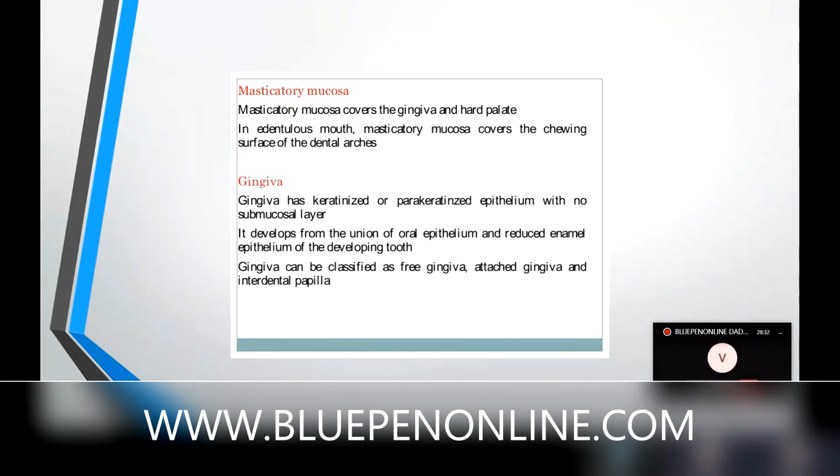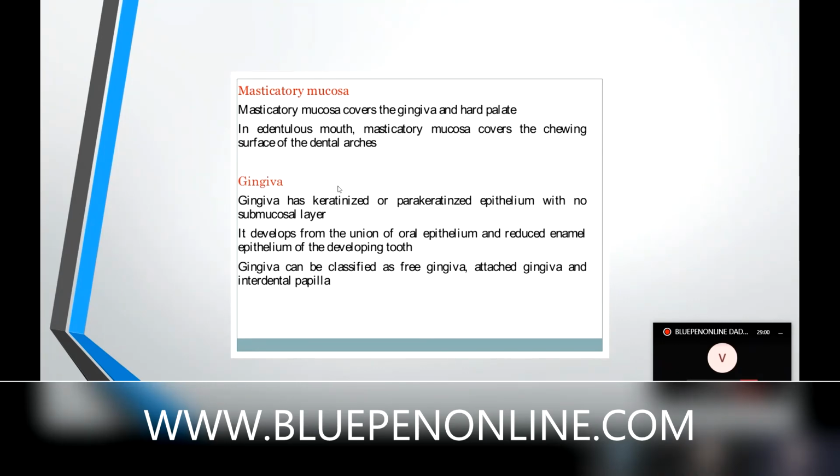Coming to masticatory mucosa. Masticatory mucosa covers gingiva and hard palate. In edentulous mouth, masticatory mucosa covers the chewing surface of the dental arches. That is, when people don't have teeth, the mucosa covering the gum pads is also masticatory mucosa, because that is nothing but gingiva.